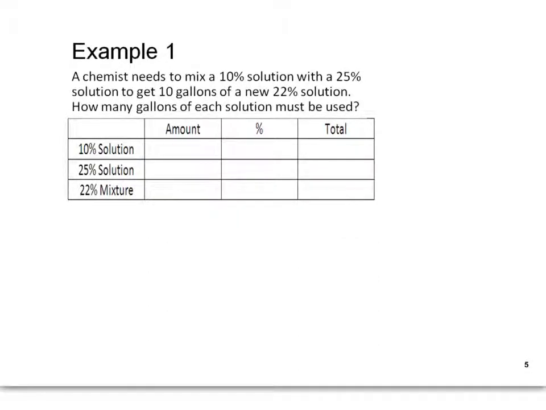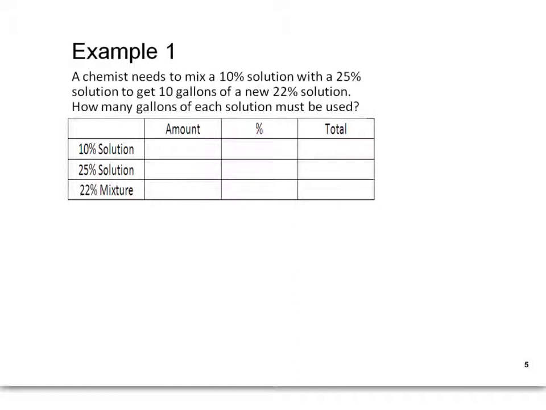Here's section 3.2 part 2, which is really just more of the same from part 1. It's not really any different, just some different types of problems. So in example 1, this is kind of a famous type of problem, famous meaning that it comes up a lot.